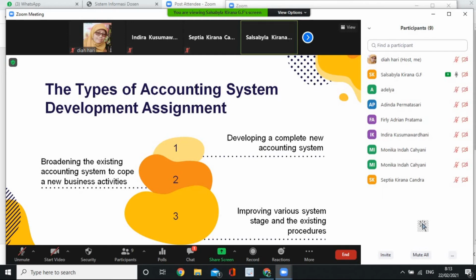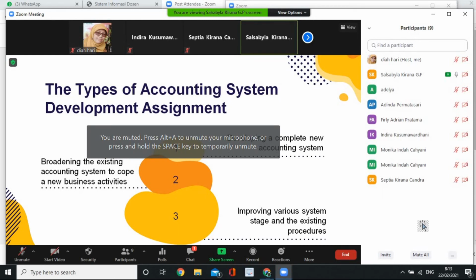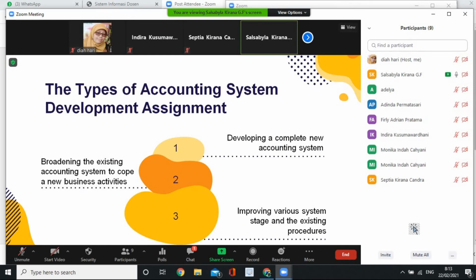Okay, the next is the types of accounting system development assignment. According to the accounting system development that I have explained before, the accounting system development assignment can be divided into three. The first is developing a completely new accounting system. The second is broadening the existing accounting system to cope with new business activities. The third is improving various system stages and the existing procedures.